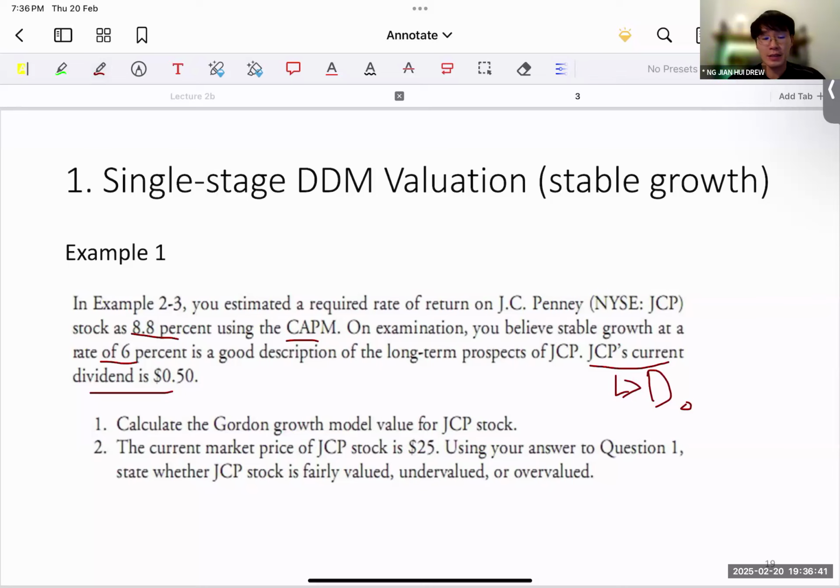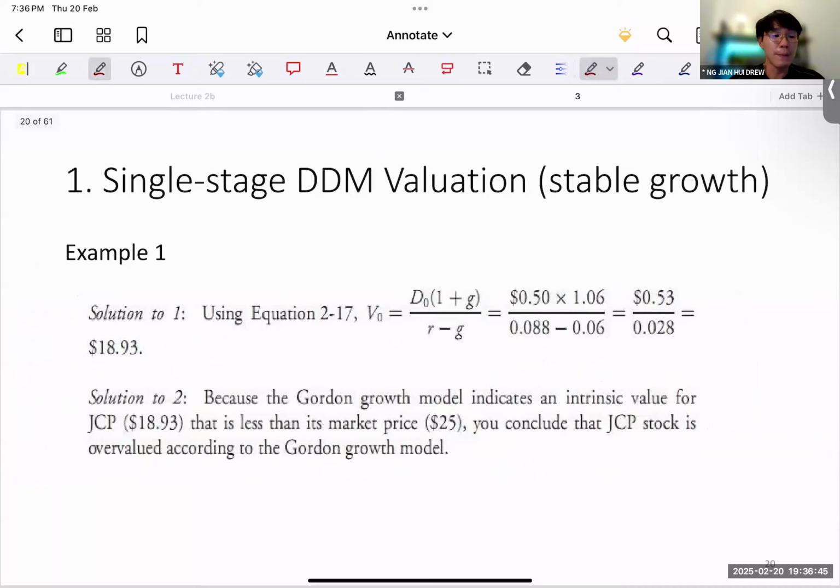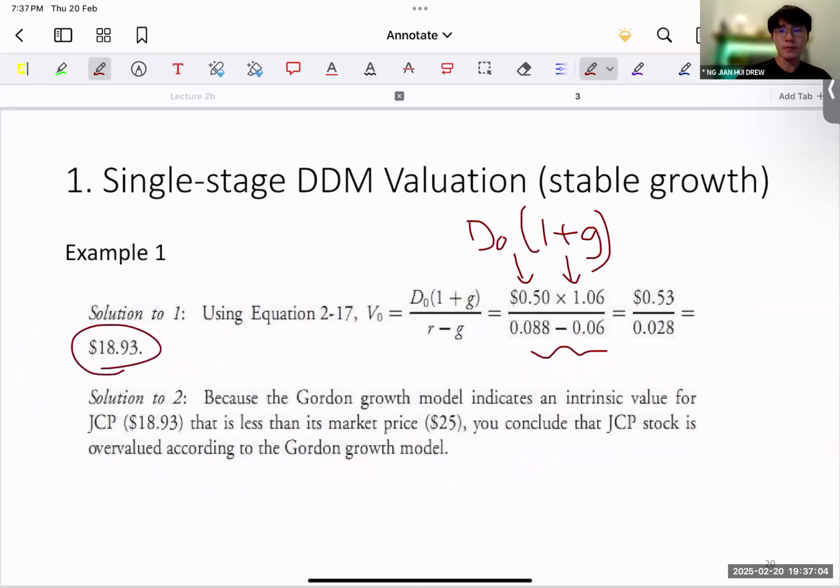Okay, so this one is quite simple. We can just use the growing perpetuity formula. Since this is D naught, like all of you mentioned, which is correct, you need to make it D1. So you multiply by 1 plus g, which is 6% as given here. Then we take r minus g, and then we get the solution here.